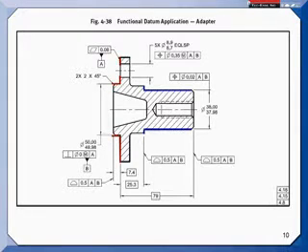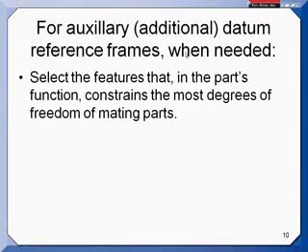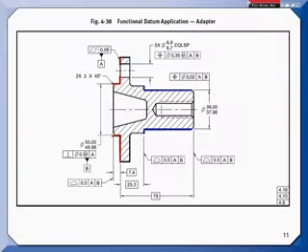Well, for those, I'd ask the question, whoops, did I go by it there? Maybe my question was there. Yeah, select the features that, in the part's function, constrain the most degrees of freedom of mating parts. In other words, are these features on the part that are going to mate with others, and they're actually going to be constraining, taking away the degrees of freedom of that mating part.